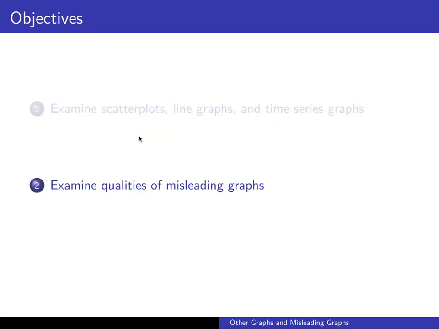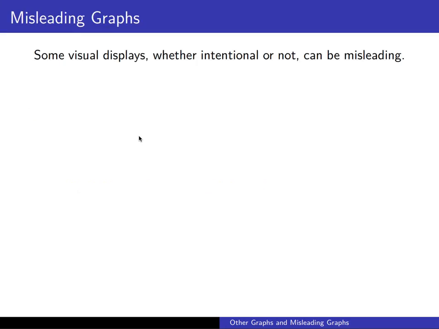All right, for the second part of this video, we're going to look at qualities of misleading graphs. And at the end of the video, I'll give you a very good resource if you want to learn more about visual displays of data, both misleading and non-misleading. Some visual displays, whether intentional or not, can be misleading, and we can't automatically assume that the person who created the visual display had ill intentions in trying to mislead us, but, unbeknownst to them, or maybe knowingly, their visual display can be misleading.